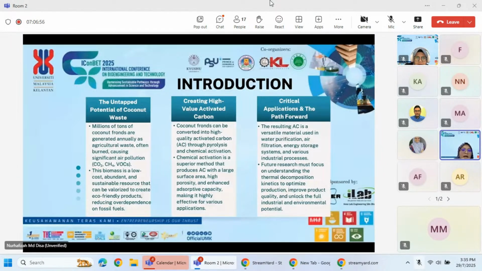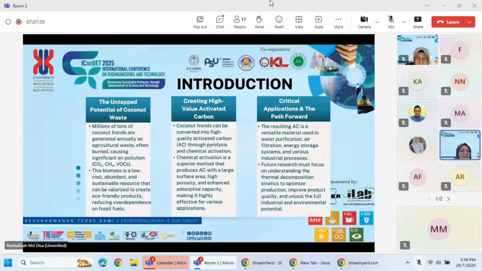Another point is creating high-value activated carbon, whereby we found that the coconut fronds can be successfully converted into valuable materials like high-quality activated carbon (AC) through a pyrolysis system and also chemical activation processes. Since CF biomass also presents an opportunity for its valorization into biochar and subsequently into activated carbon, there are many attempts to process this kind of biomass waste.